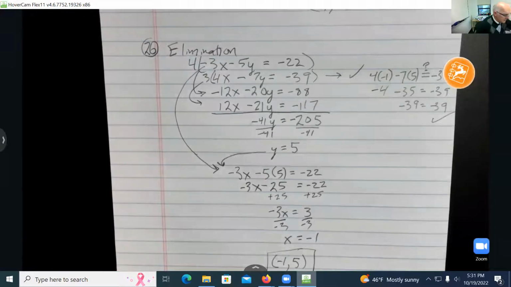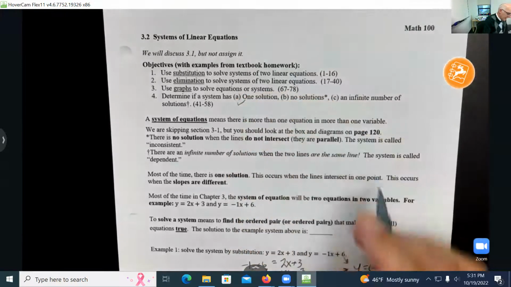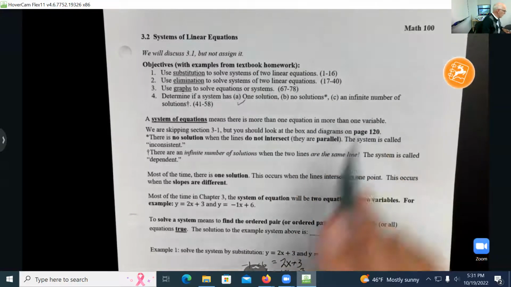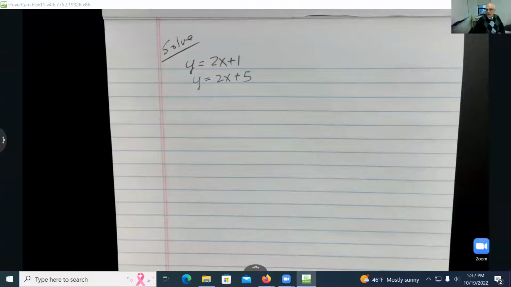Now I'd like to go to kind of the oddball cases. We've done quite a few cases where the system had one solution. Now I'd like to talk about what happens when there's no solutions or an infinite number of solutions. Let's write this example down in our notes. y equals 2x plus 1 and y equals 2x plus 5. Maybe you can visualize ahead of time and anticipate the next step as to what's going on.